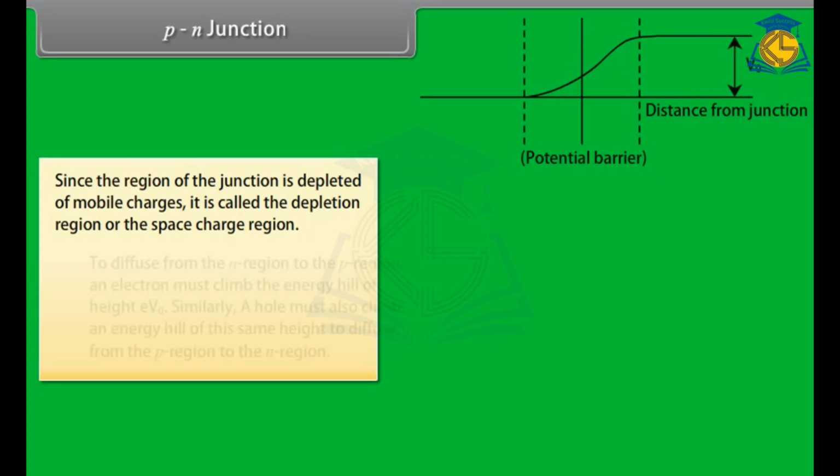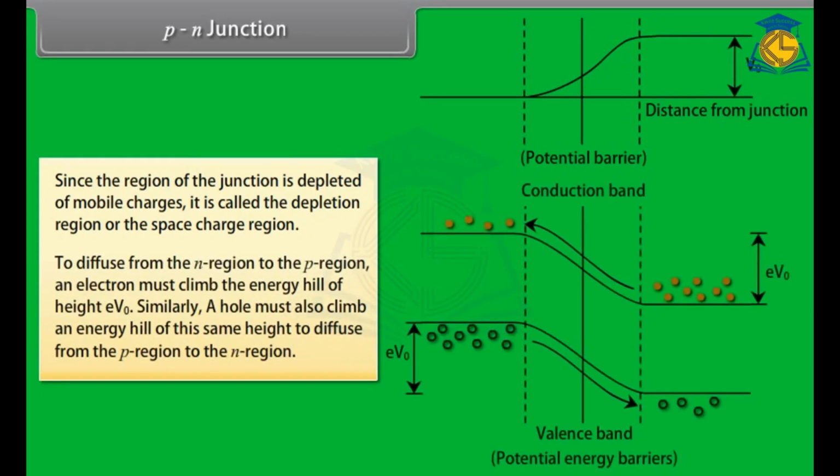charge region. To diffuse from the n region to the p region, an electron must climb the energy hill of height eV0. Similarly, a hole must also climb an energy hill of the same height to diffuse from the p region to the n region.